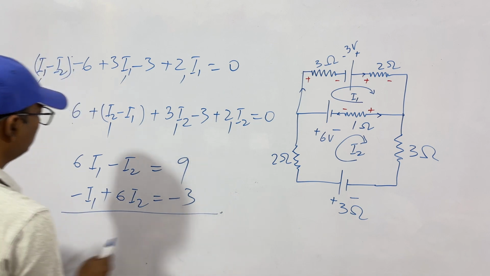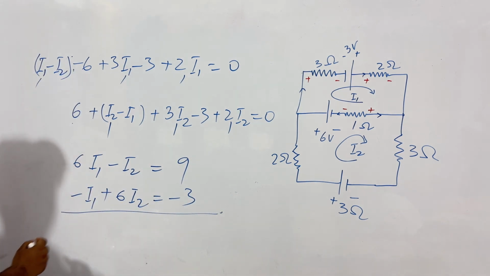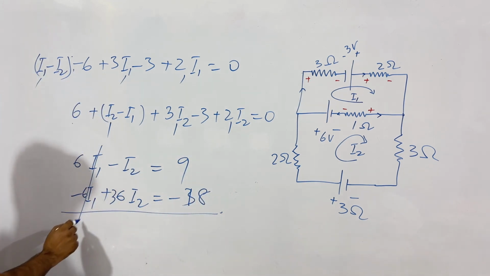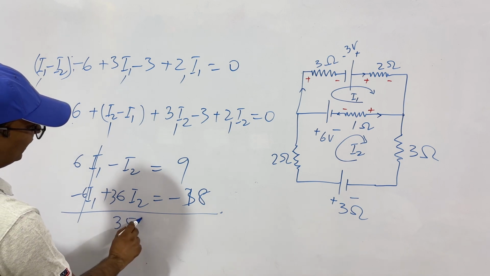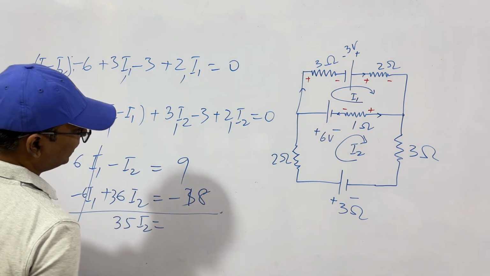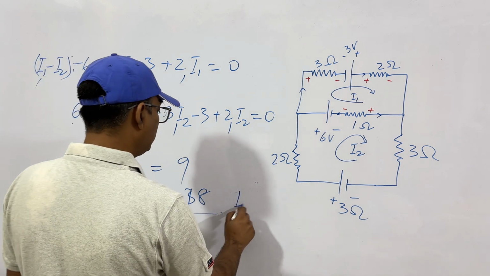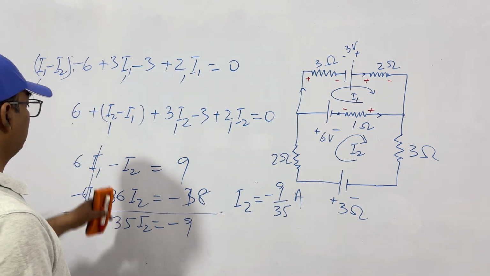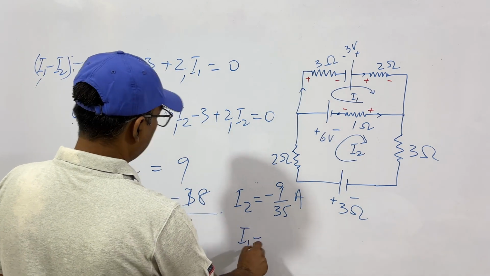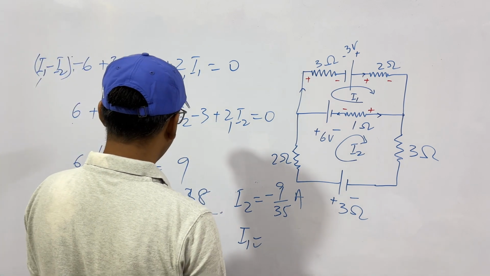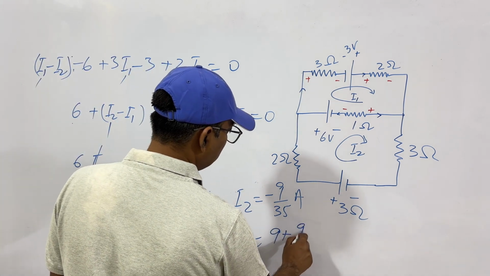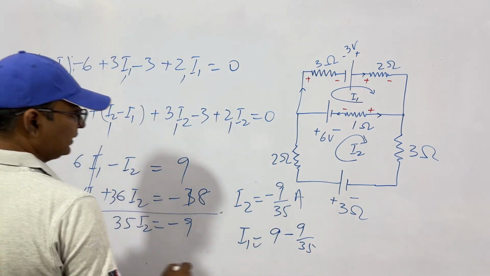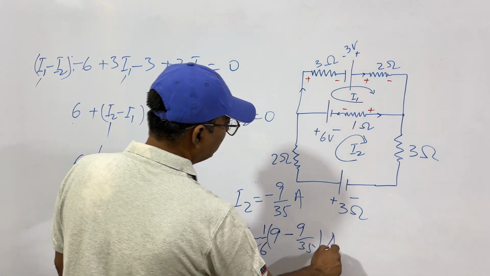We can solve it. How? Let's multiply this second equation by 6. So this will be 6I1. This will be 36I2. This will be 18. Now add these two. This cancels this. So this is 35I2. This is minus 18 plus 9. So, this is minus 9. So, we get I2 as minus 9 by 35 amperes. And from here, from any equation, you can get I1. You have I1 equal to 9 plus I2. So, 9 plus 9 by 35, not plus, this is minus. So, 9 minus this, by 6. So, this is the value of your I1. Clear?